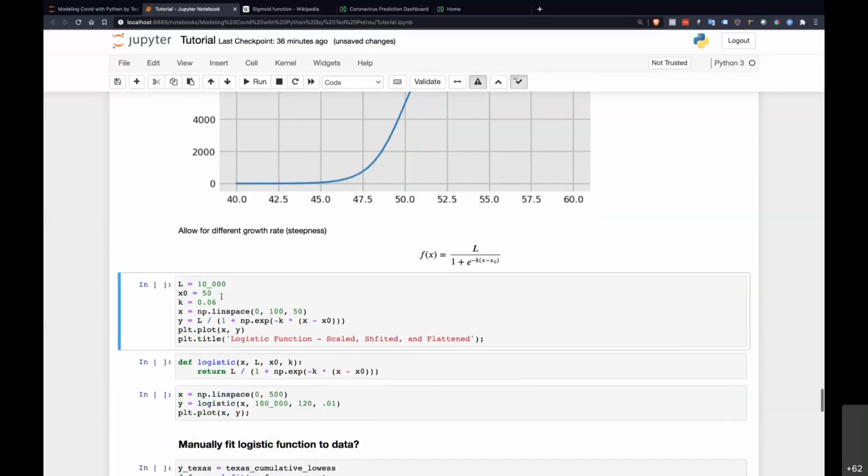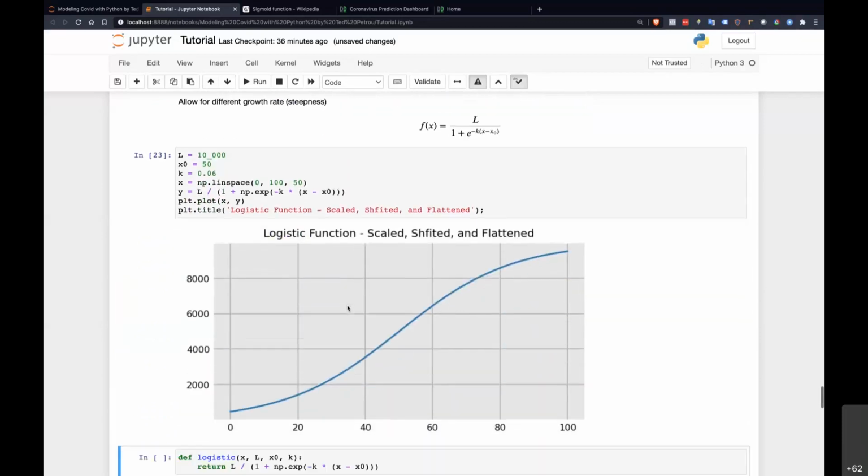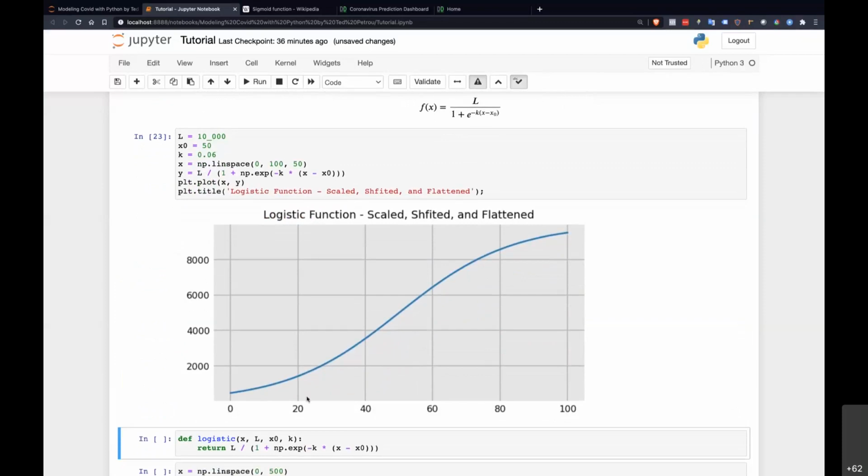So here we go. We've made k a much smaller number, 0.06, but I've actually increased the x from 0 to 100. So it's covering much more distance here. And as you can see, it's much flatter. So the original was going from 40 to 60. I probably could have plotted it here against it, but it would be very, very steep compared to this one.